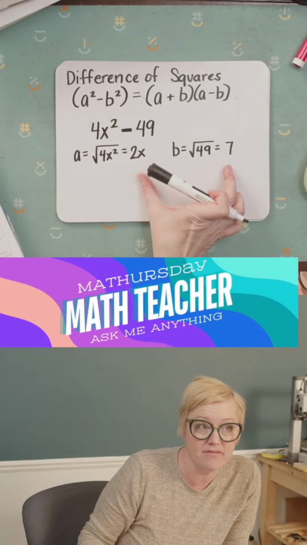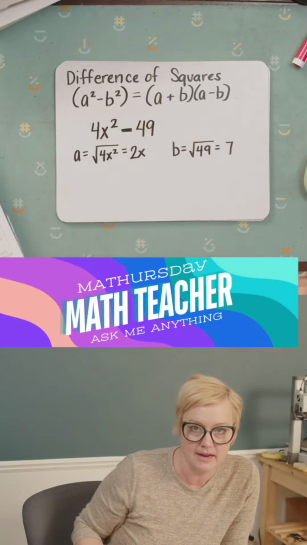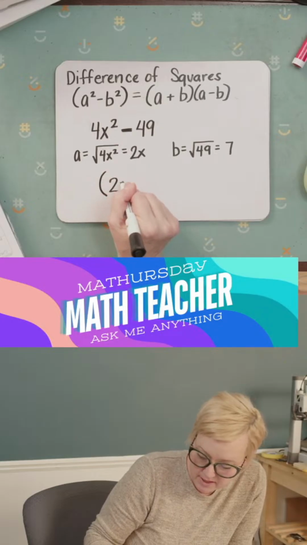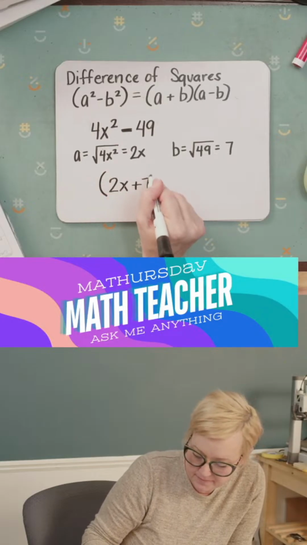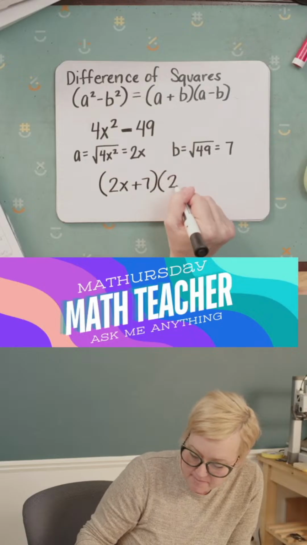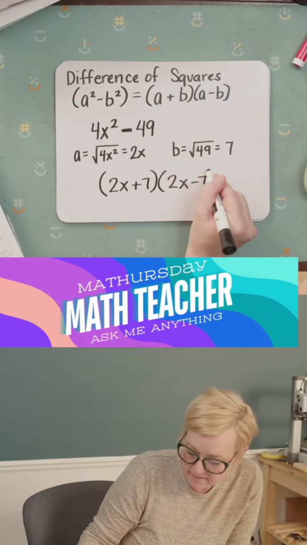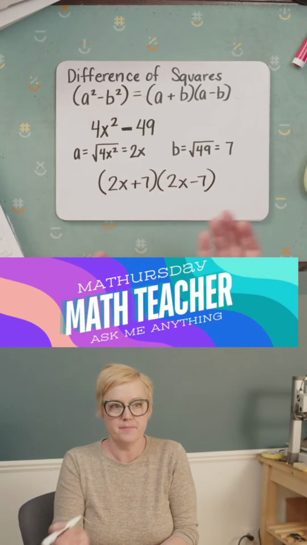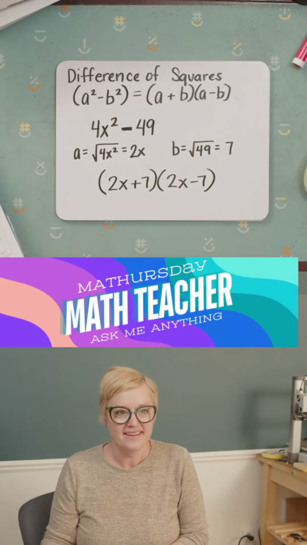Now, once I have these two figured out, I just plug them right in. It should be a plus b, so I've got 2x plus 7 times a minus b, which is 2x minus 7. But again, the order of this doesn't matter.